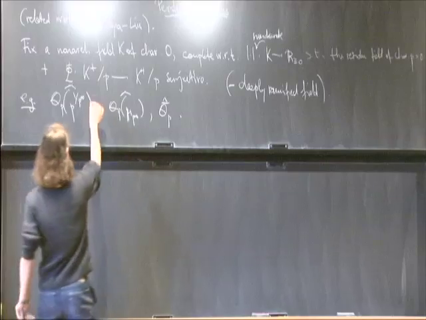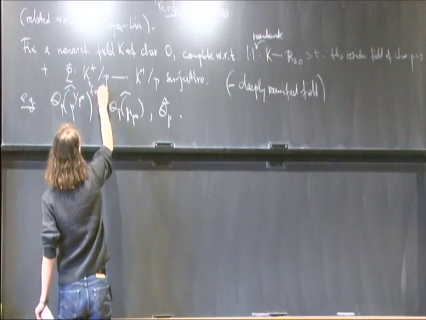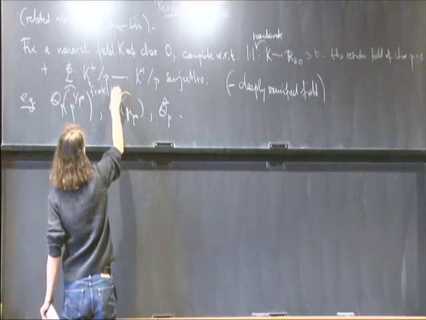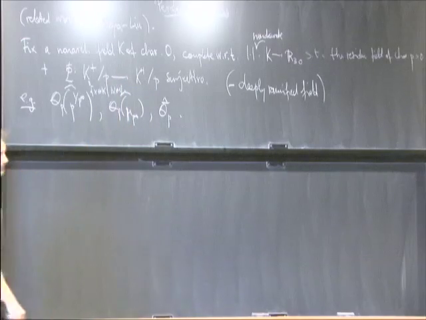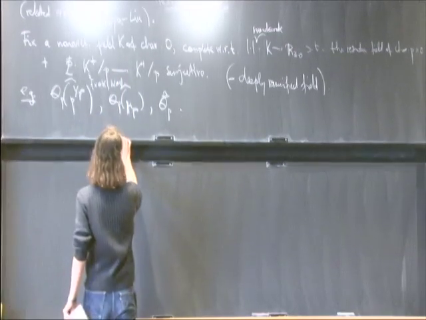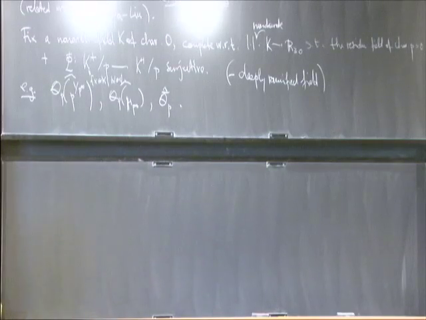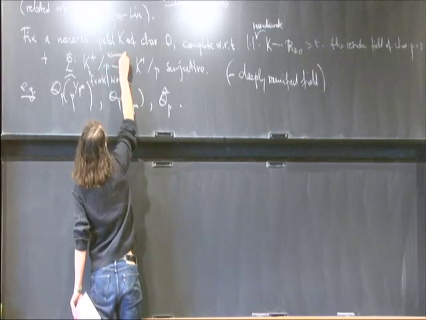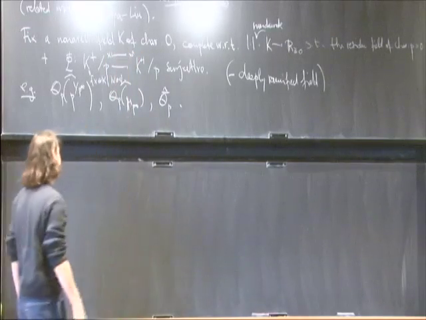K^+ is the set of elements of norm at most one. Sorry. Okay.